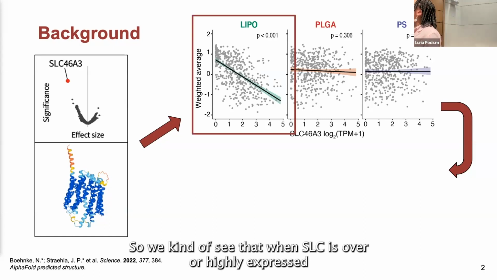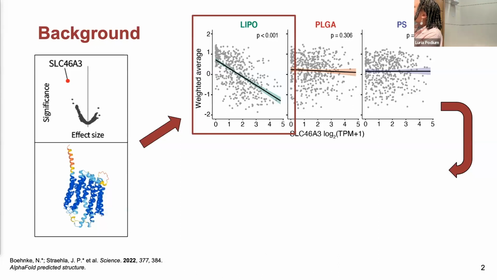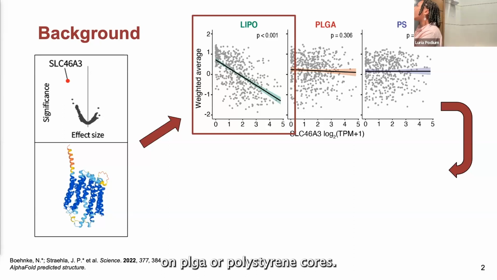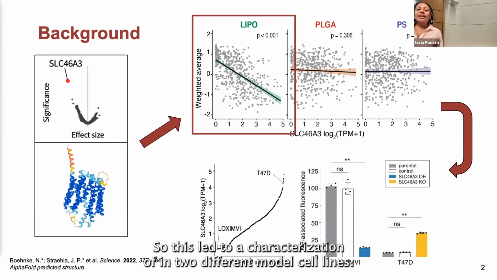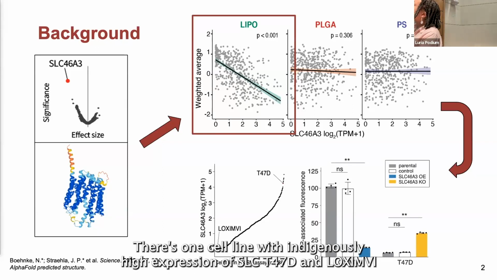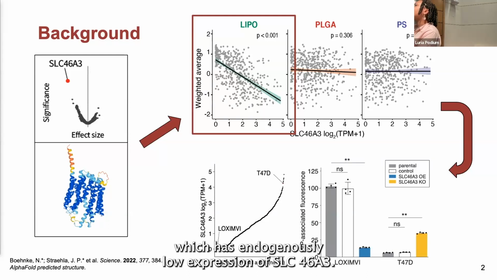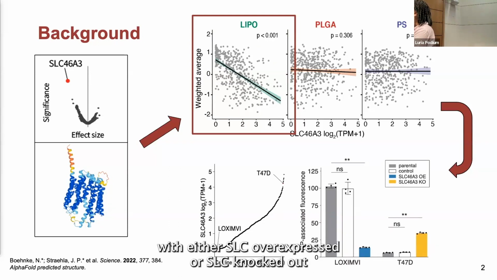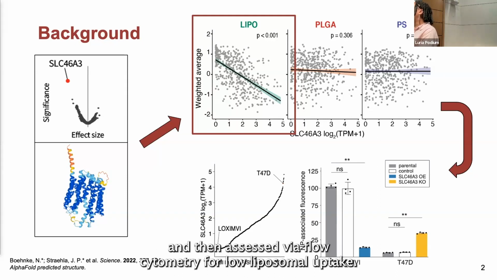So we see that when SLC is highly expressed, there is a decrease in liposomal uptake, with less of an influence on PLGA or polystyrene cores. So this led to a characterization in two different model cell lines. There's one cell line with endogenously high expression of SLC called T47D, and LOX-IMVI, which has endogenously low expression of SLC46A3. Then in these two cell line models, isogenic cell lines were created with either SLC overexpressed or SLC knocked out, and then assessed via flow cytometry for bare liposome uptake.